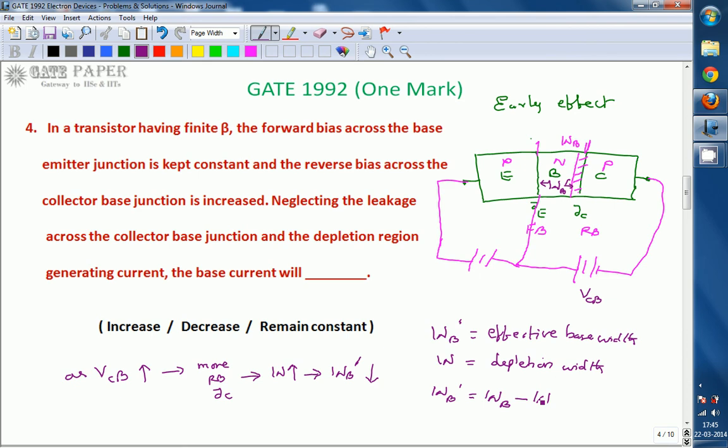So the right answer for this question is decreases. This is the answer. The base current will decrease. This phenomenon is called early effect.